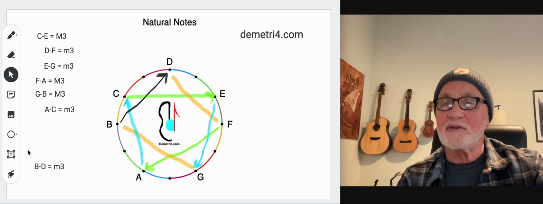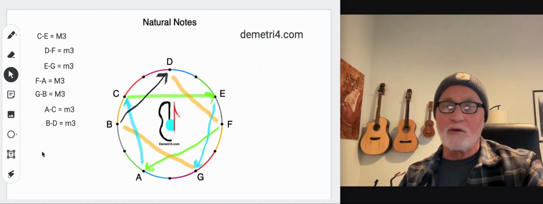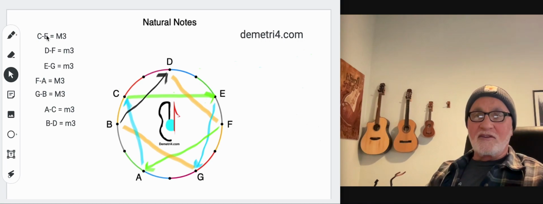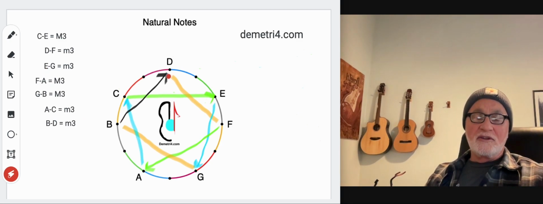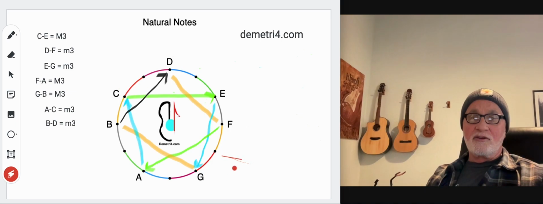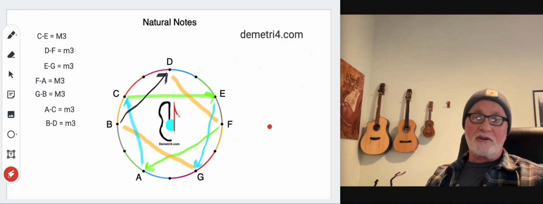Okay, it may seem a little scary, but I think that with a little practice, it will make a lot of sense. Thirds are super important because that's how we build our chords. You can see that C to E is 4 dots, 2 whole steps, major third. 1, 2, 3, 4. D to F is a minor third. D is 0, 1, 2, 3. E to G is a minor third. 0, 1, 2, 3. F to A is a major third.